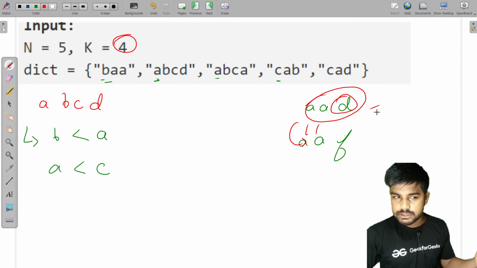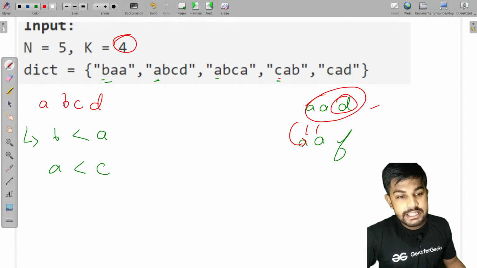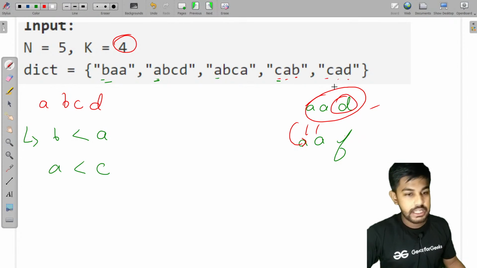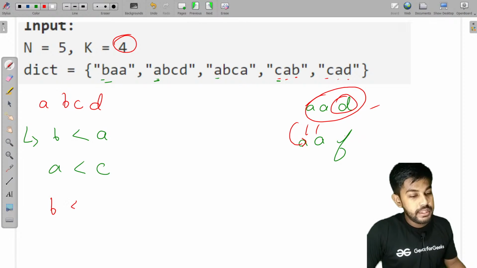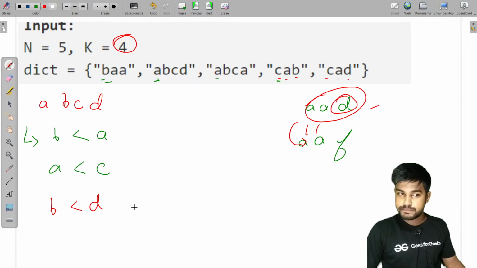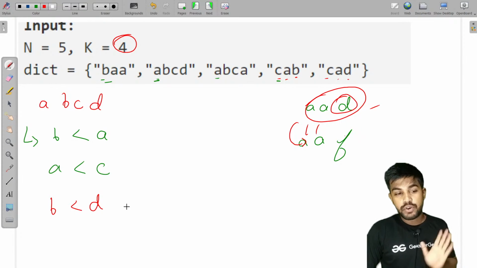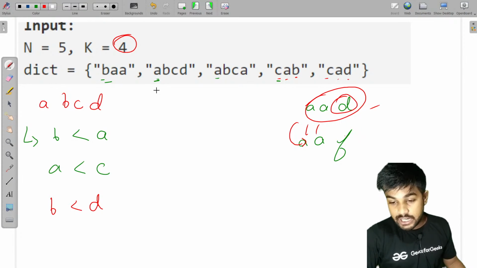So we know that A is the same, C is the same, so B is smaller than D. Okay. So we now know that B is smaller than D. Now, how can we move forward?